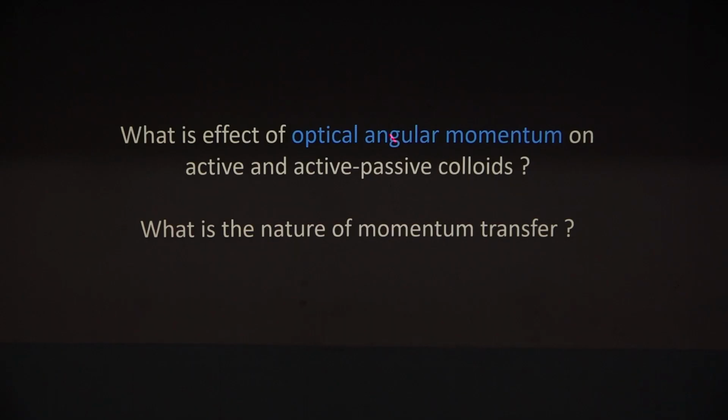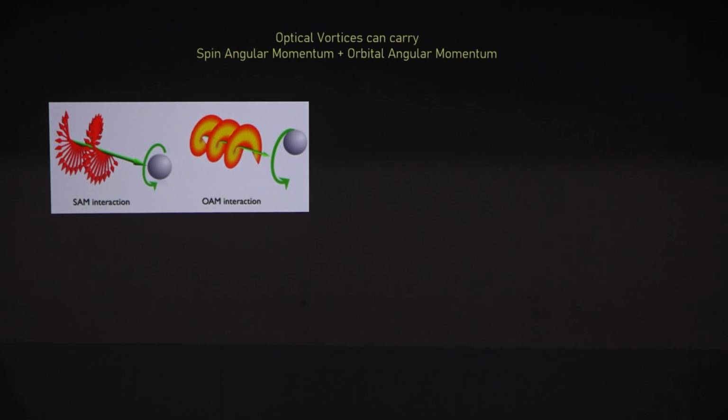The question is, what is the effect of optical angular momentum on such kind of structures? What is the nature of momentum transfer? Because the students are there, I'm going to very briefly tell you, you can actually create optical vortices which can carry both spin and orbital angular momentum. The light beam which conventionally you study in normal laboratory situations is a Gaussian beam, which carries only the linear momentum, which can be imparted as radiation force, etc.